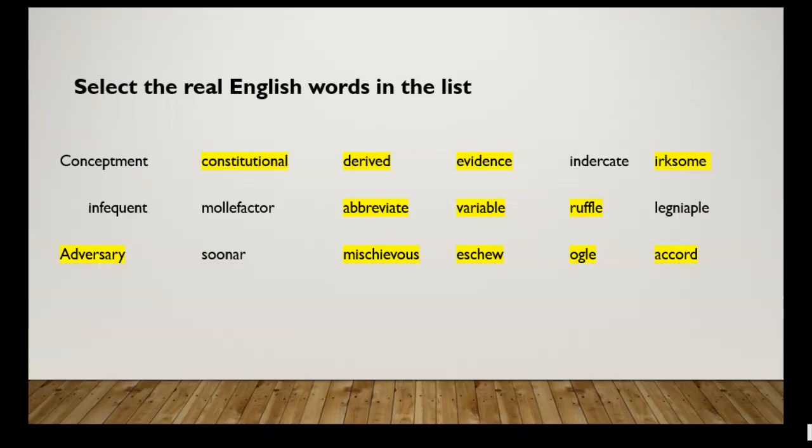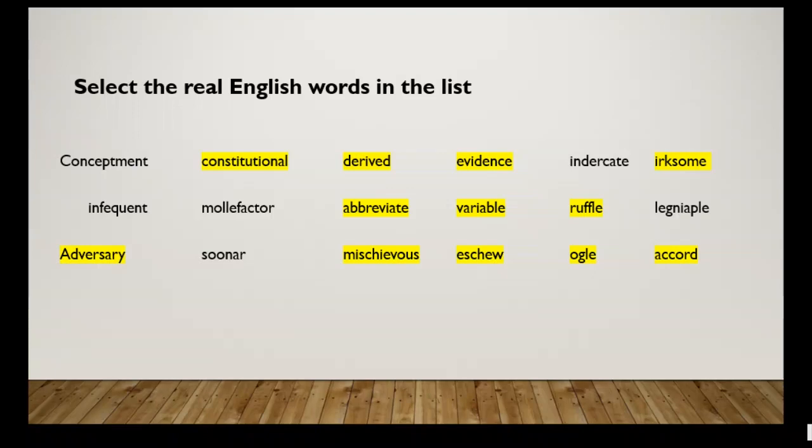Infrequent is not a word. It could have been infrequent had I put an R in there. Molefactor, I completely made up. Abbreviate is to shorten by removing letters. And a variable is something that is likely to change. Ruffle means to destroy the smoothness. So, for example, if you have a cat and you ruffle its fur, maybe you're petting it backwards so that its fur stands up. Lingnyapple, I made up.